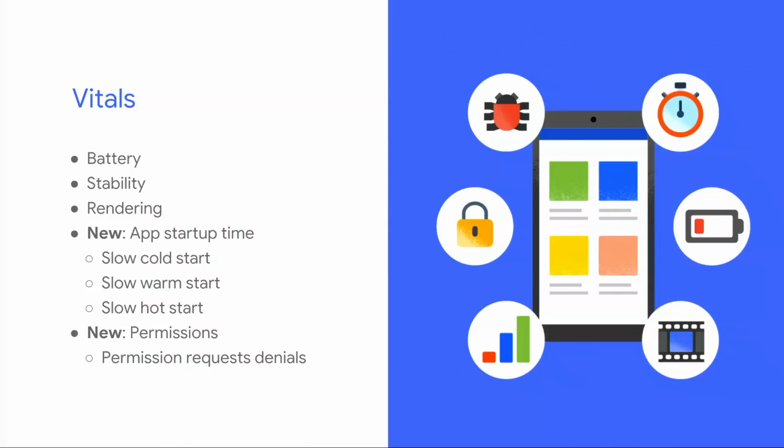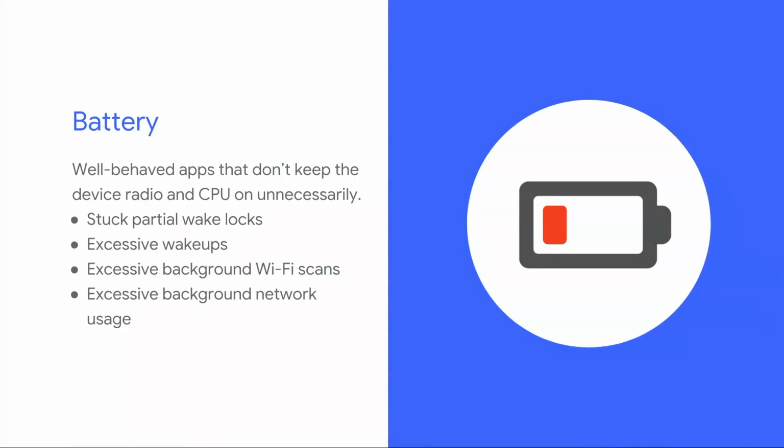Last year, when we announced Android Vitals, as Joel mentioned, we launched 3 performance areas: battery, stability, and rendering. Today, we're announcing 2 new areas: startup time and permissions. Battery is probably the most important performance area to focus on. This is where you should not unnecessarily use the CPU or the radios on the device, which drains users' batteries, which means they can't use your app as long.